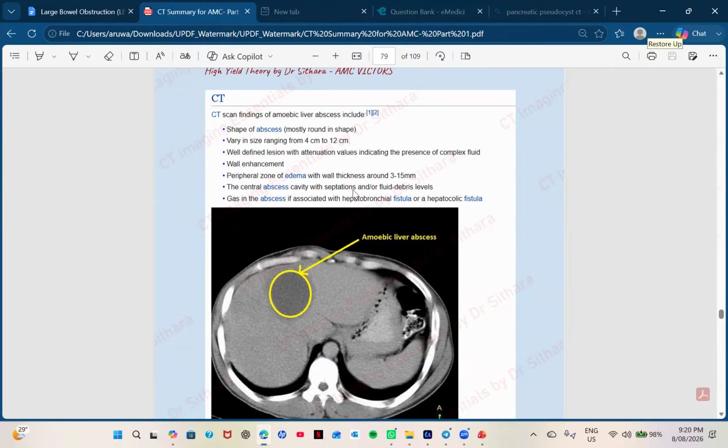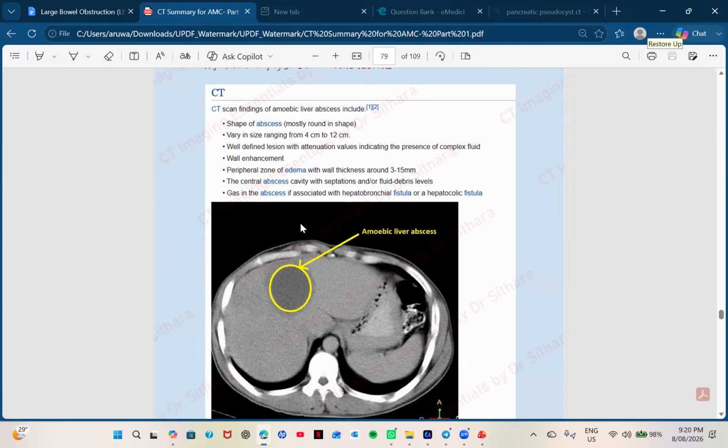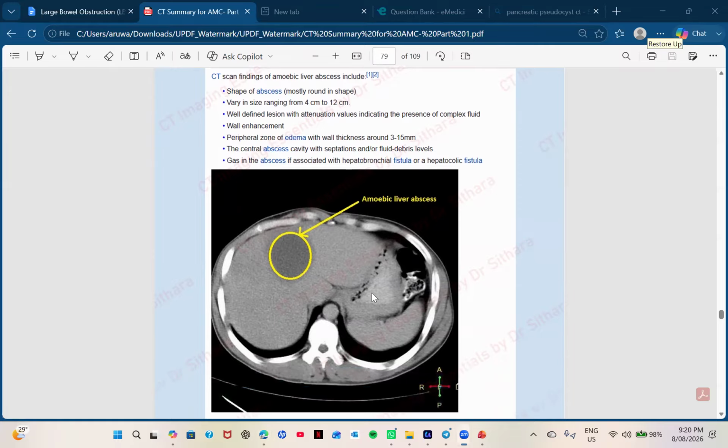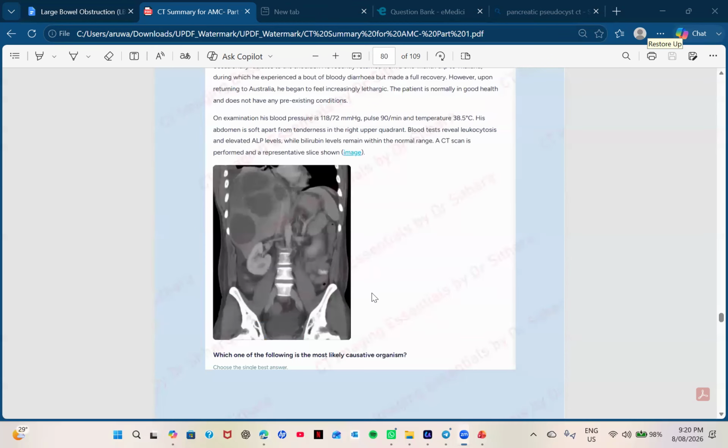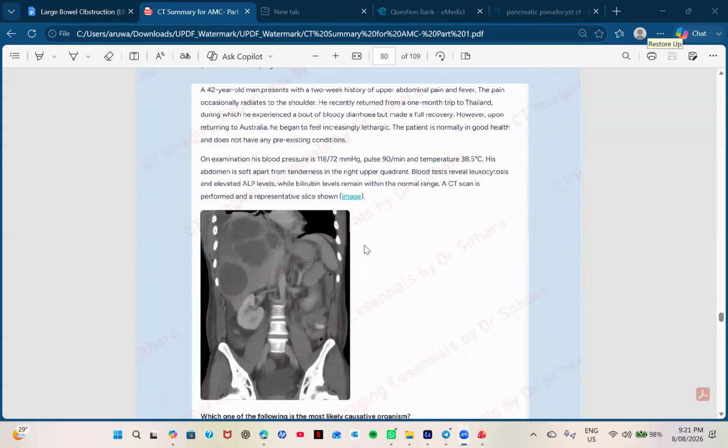The central abscess cavity with septation of fluid or debris level, but mostly not present. No fluid can be present, and gas in the abscess may be associated. This is like a general idea. This is from Wikipedia. Okay, so here I'll show the case.